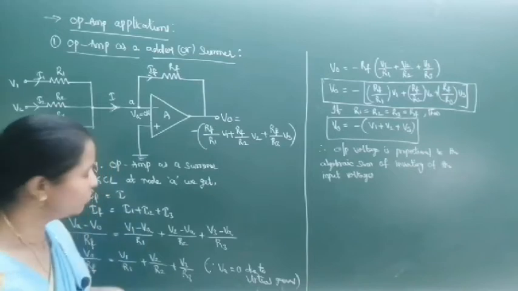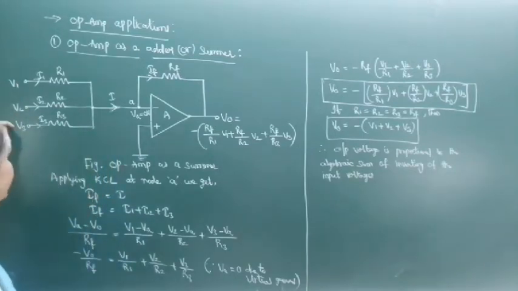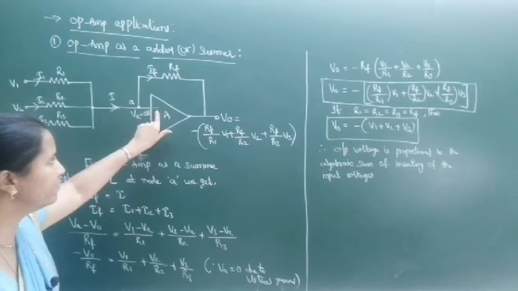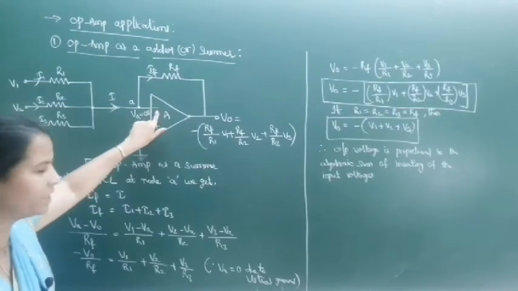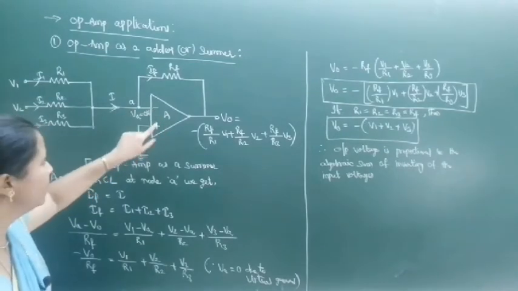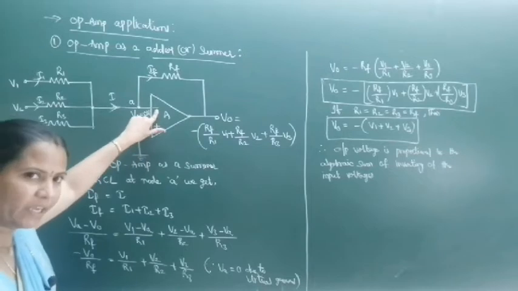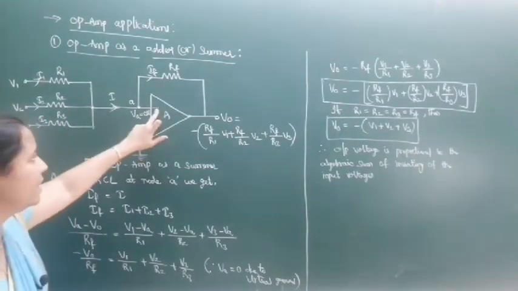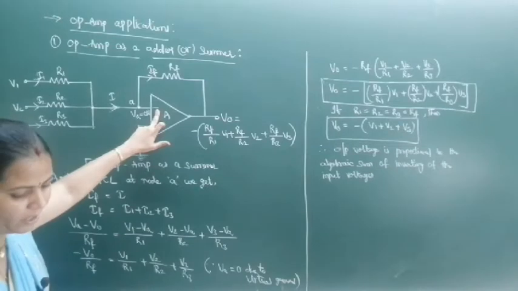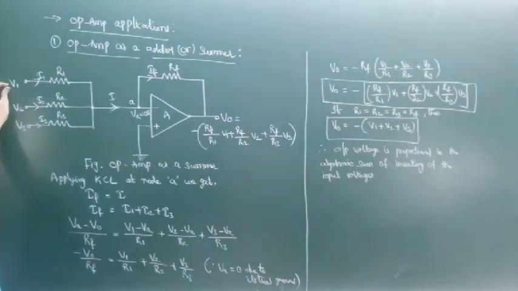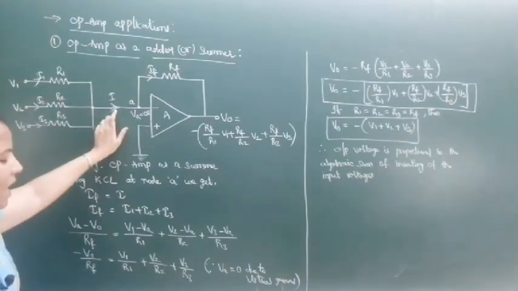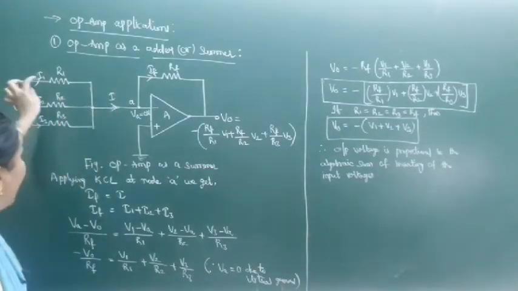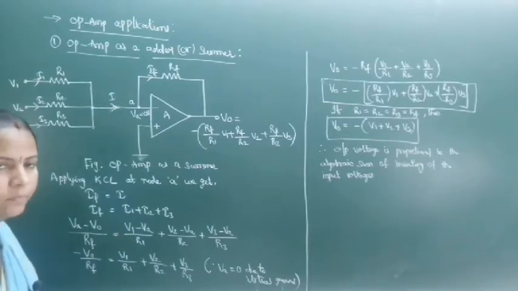This circuit shows the three input signals we are connecting at the inverting terminal of the operational amplifier. The inverting terminal indicates negative, and the non-inverting terminal indicates positive. The voltages V1, V2 and V3 are applied to the input and produce the currents I1, I2, I3.